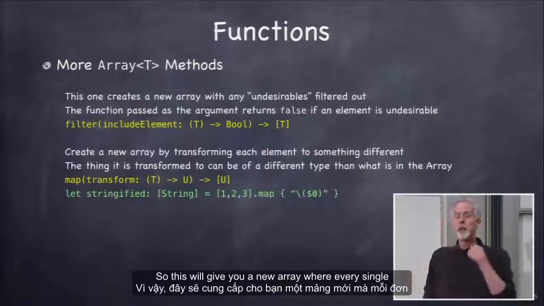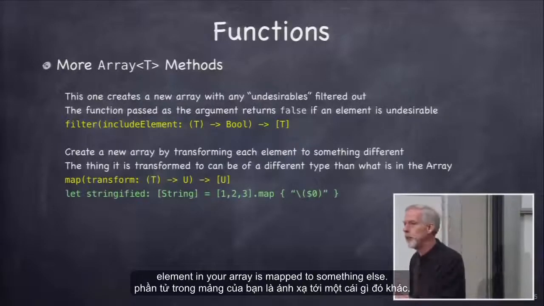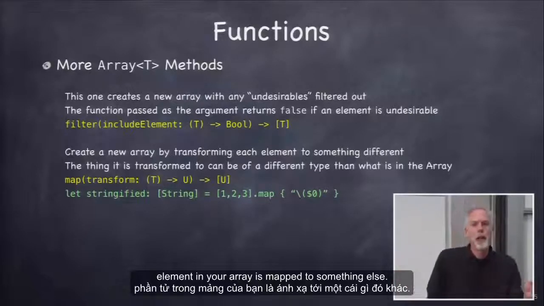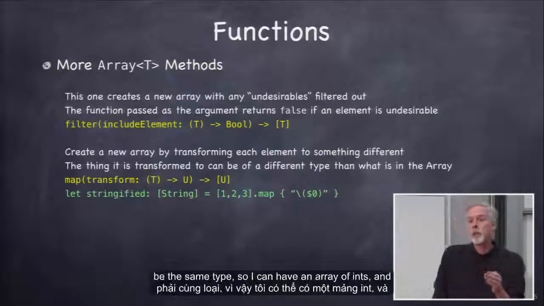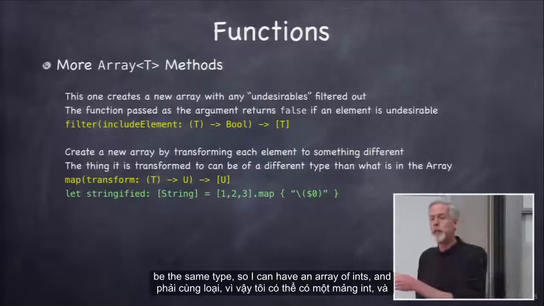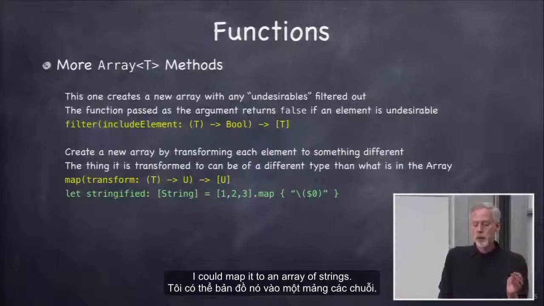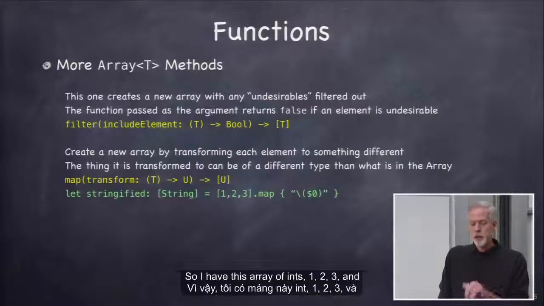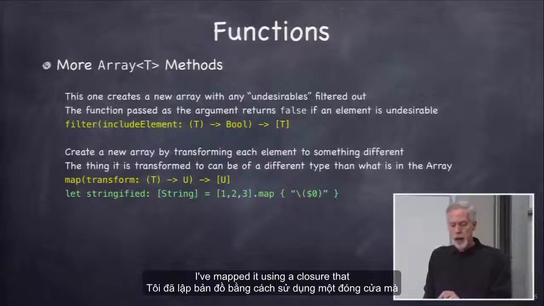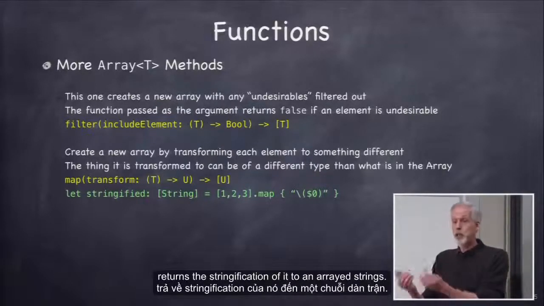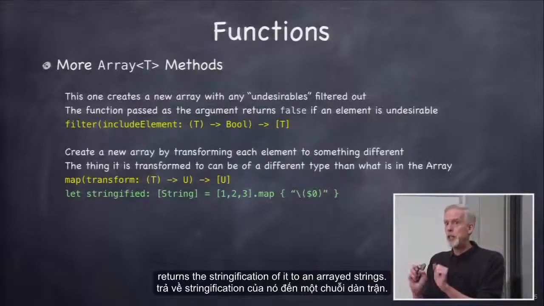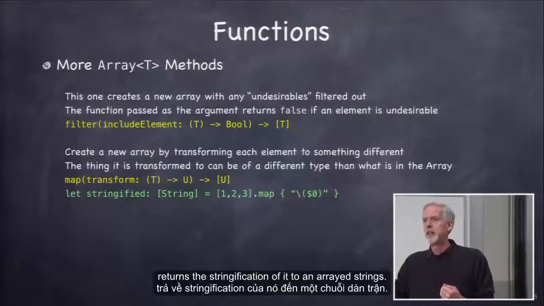So this will give you a new array where every single element in your array is mapped to something else. And the thing you map it to doesn't even have to be the same type. So I could have an array of ints, and I could map it to an array of strings. And that's what I've done here. So I have this array of ints, 1, 2, 3, and I've mapped it using a closure that returns the stringification of it to an array of strings.